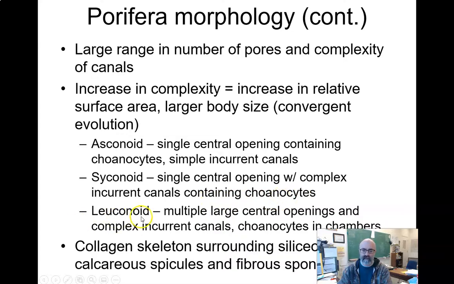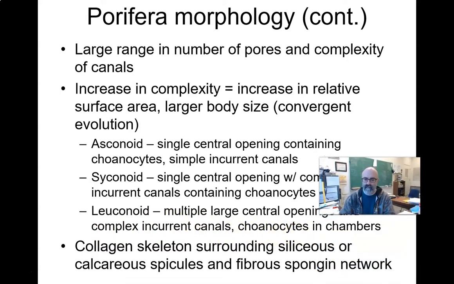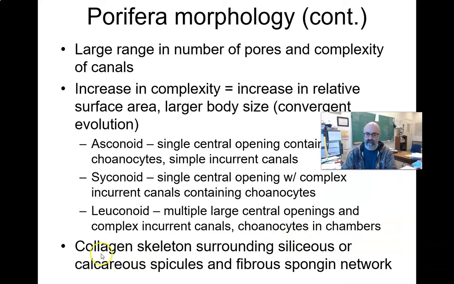And then these leuconoid sponges have multiple large central openings with lots of incurrent canals, and these flagellated choanocytes in the chambers. Okay, and then the skeleton is made of collagen. Some have silica, and then there are the spicules embedded in that.